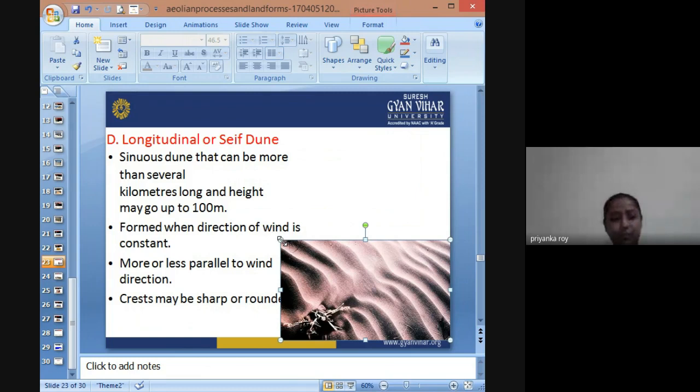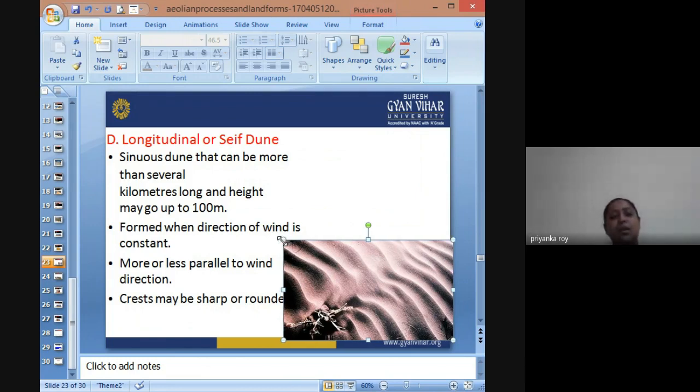Okay, all right. So now, it is formed when the direction of the wind is constant and more or less parallel to the wind direction. It is more parallel to the wind direction. So if the wind is moving like this, it will form the formation in that pattern.